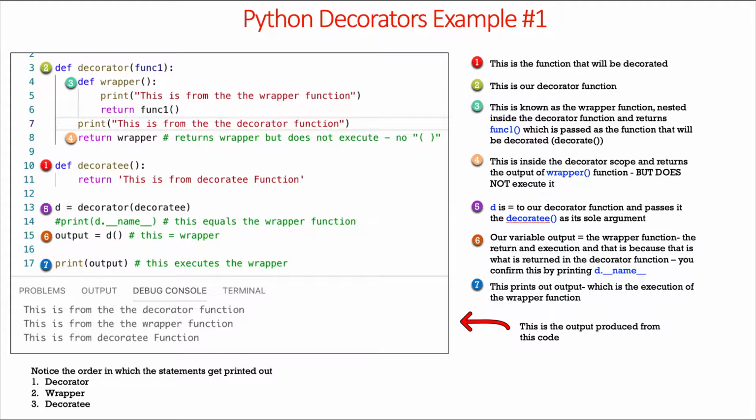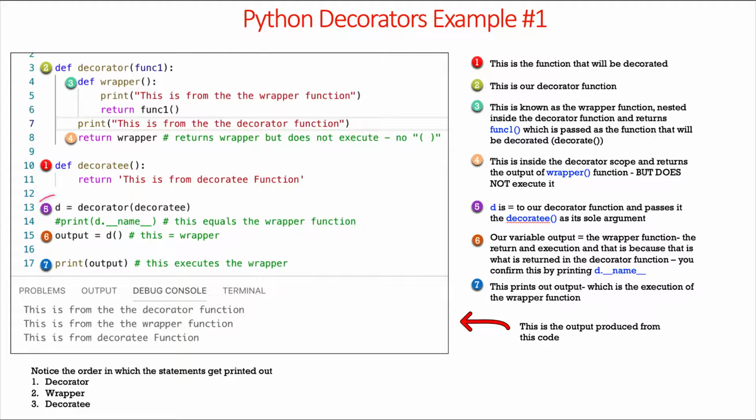So here is our first decorator. Ta-da! All right, let's go through it. First of all, we have a function called decorate. I guess I mean this is the one that'll be decorated. And up here we have our decorator function. Here we have our wrapper function, which is nested inside the decorator function and returns func1, which is passed as the function that will be decorated. And here inside the decorator scope, this returns the output of the wrapper function, but doesn't execute it, right? There are no parentheses, so we learned that in the previous slides.